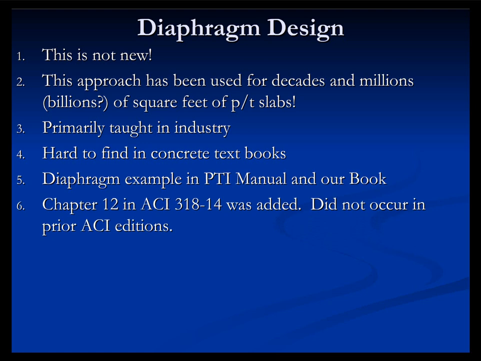The recent development in terms of ACI was that Chapter 12 was added. The section in Chapter 12 did not occur in previous editions. Now, I'm sure all of you know that the whole bookkeeping procedure of ACI was modified between 318-11 and 318-14, and chapters were readjusted and all that kind of stuff, and sections changed. I don't think there was a lot of whole new information being conveyed. It was just put in different locations just to make our lives a little more challenging.